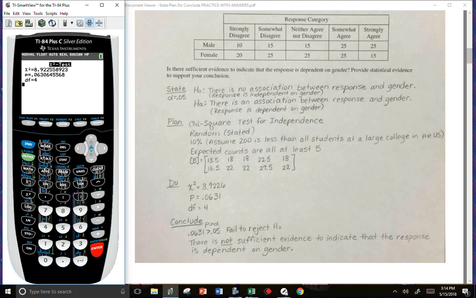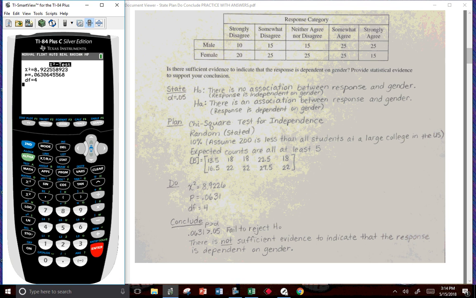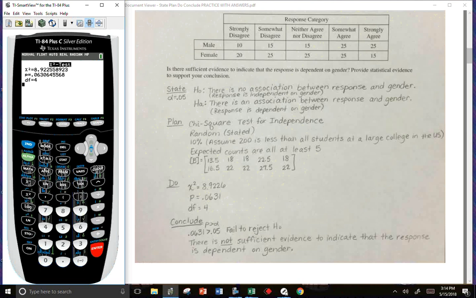All good with that? Would the conditions just be random, 10%, expected count at least 5? Thank you for pointing out my condition. I skipped it, didn't I? Expected counts all at least 5. Where did I get those numbers from? Second matrix, and go look at B. Forgot we didn't look at this. Go down to B, select it, and you'll see all the values I wrote down. And it's not enough to just say expected counts are at least 5. You have to tell them what the expected counts are. So you are going to need to write that matrix down under your condition. Now am I good? Done with that problem? Okay.